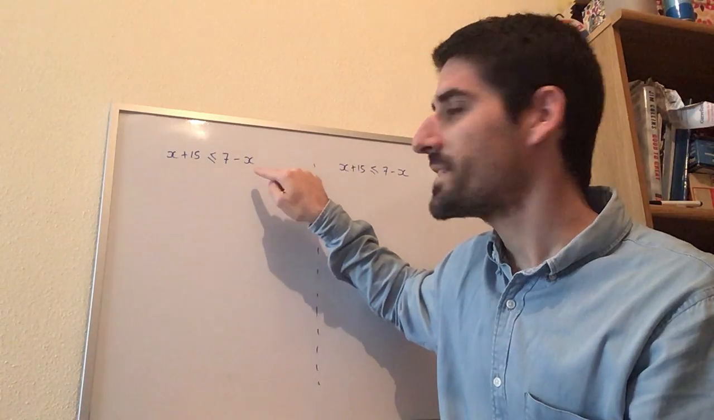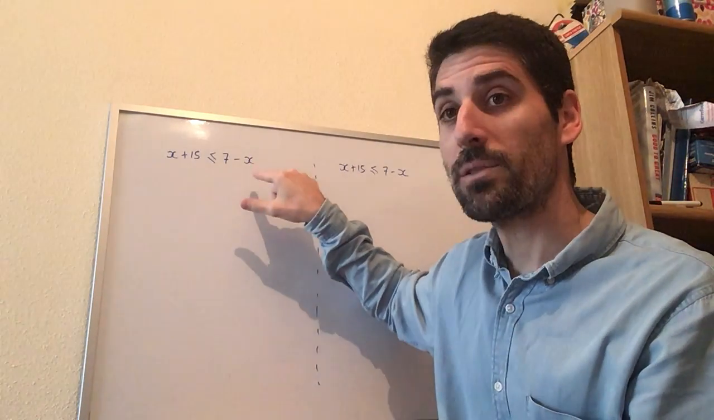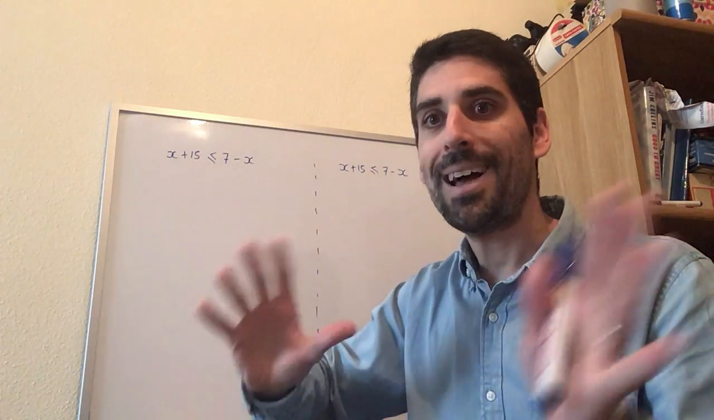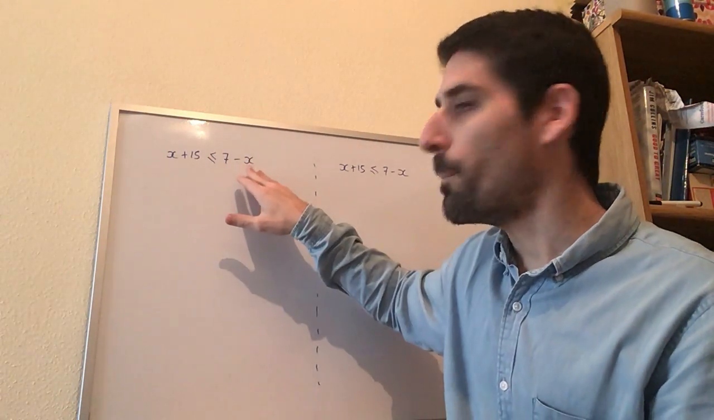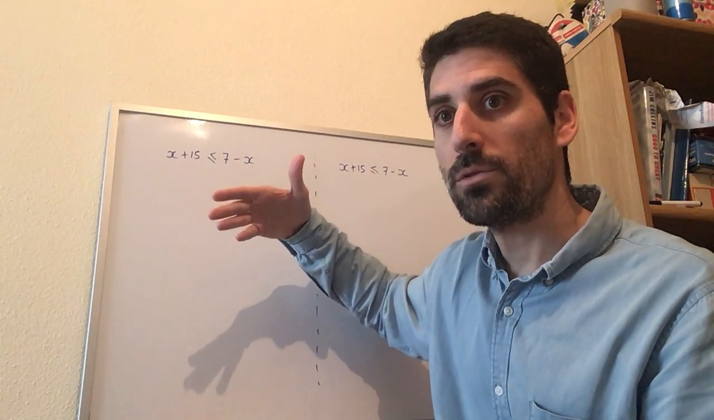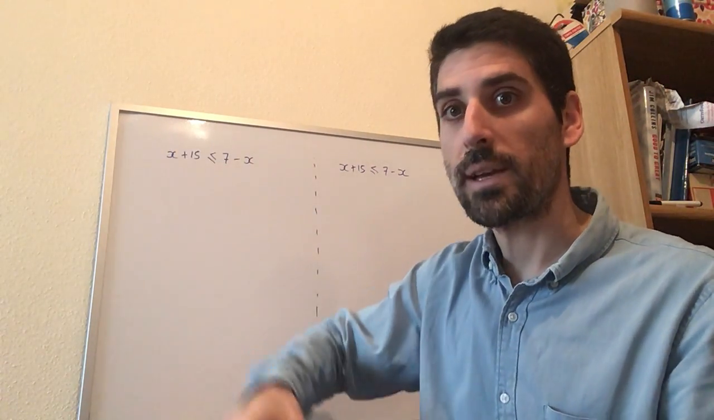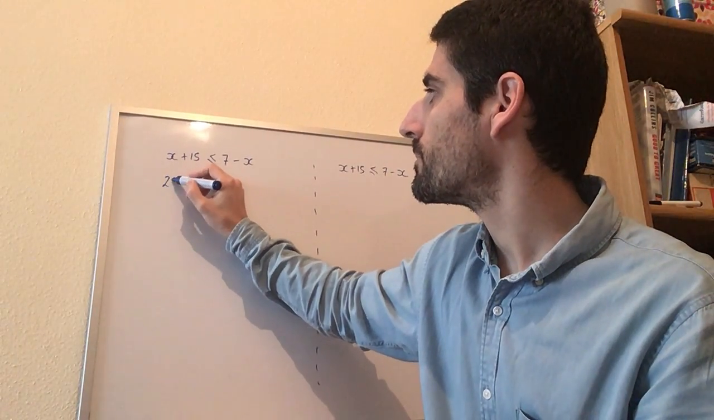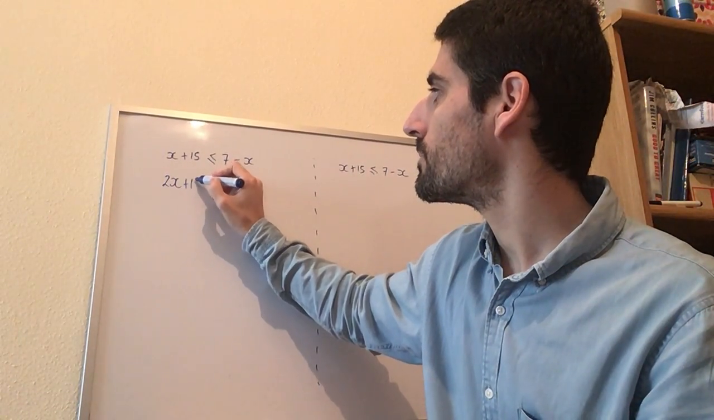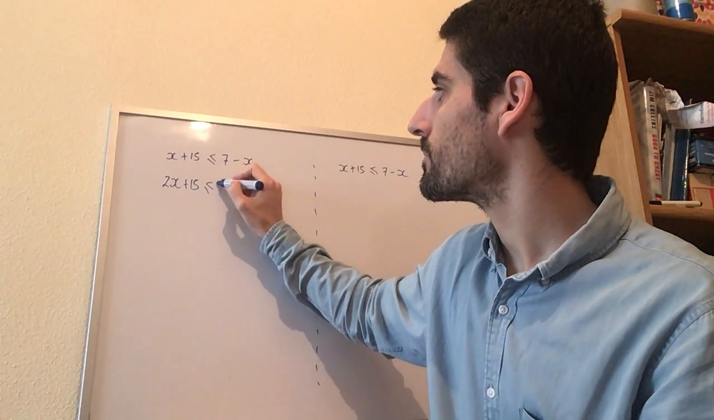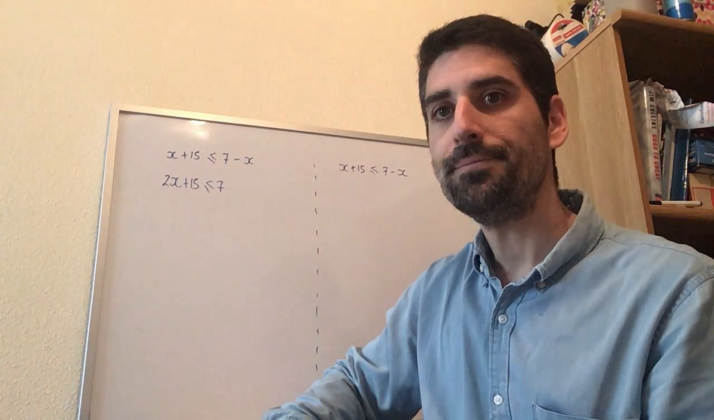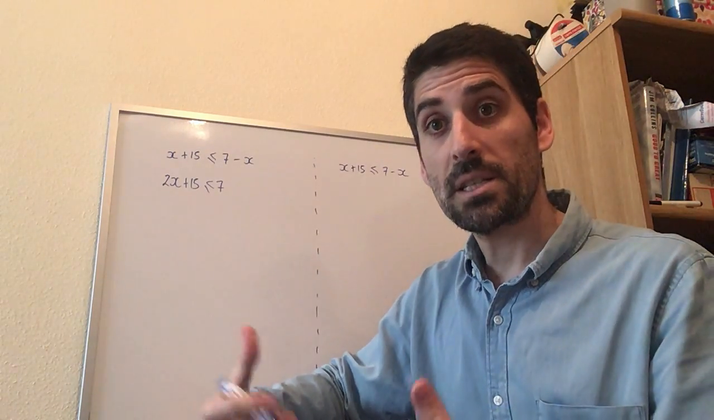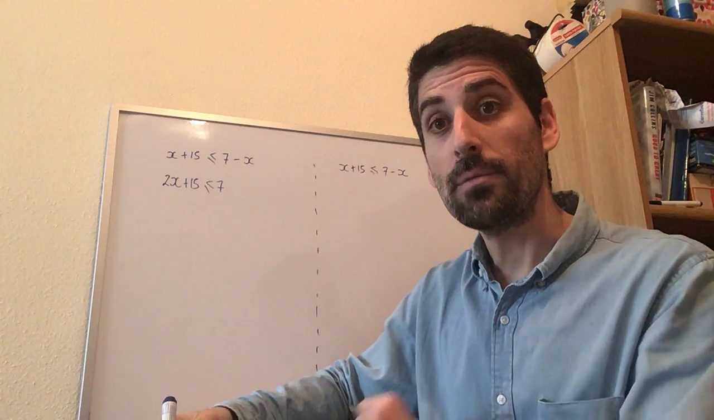So, whichever side has got the least amount of x is the one I'm going to get rid of, is the one I'm going to move to the other side, however you think about it. So I've got minus 1x here. What am I going to do? I'm going to add 1x to both sides of the inequality. And I've got that now. Okay, now I want to have the 2x on their own. I'll take away 15 from both sides.